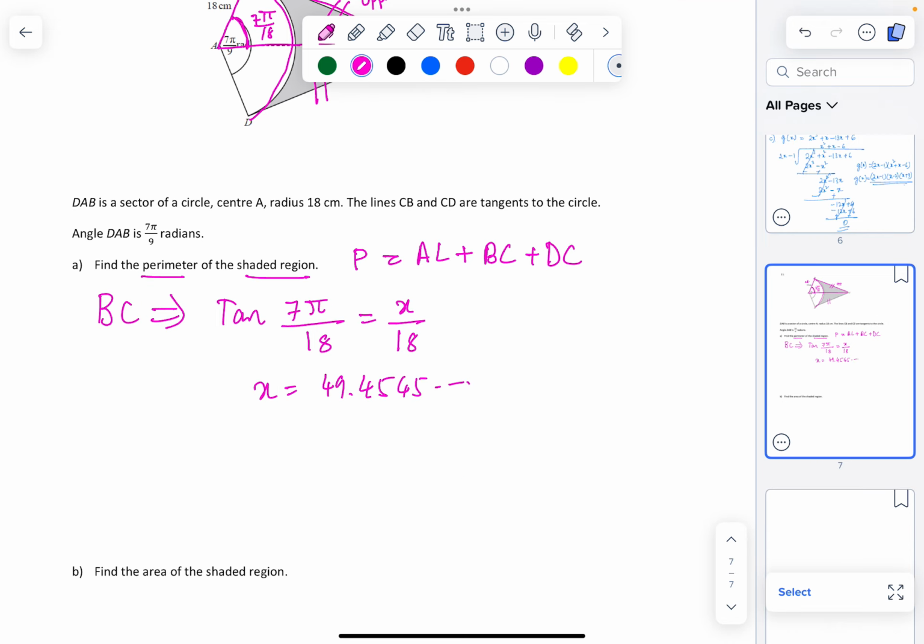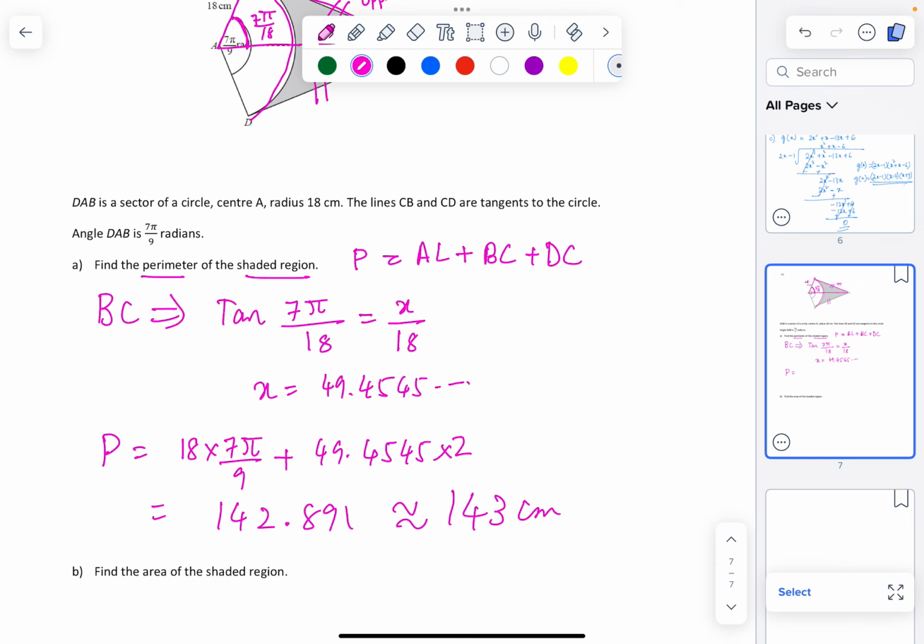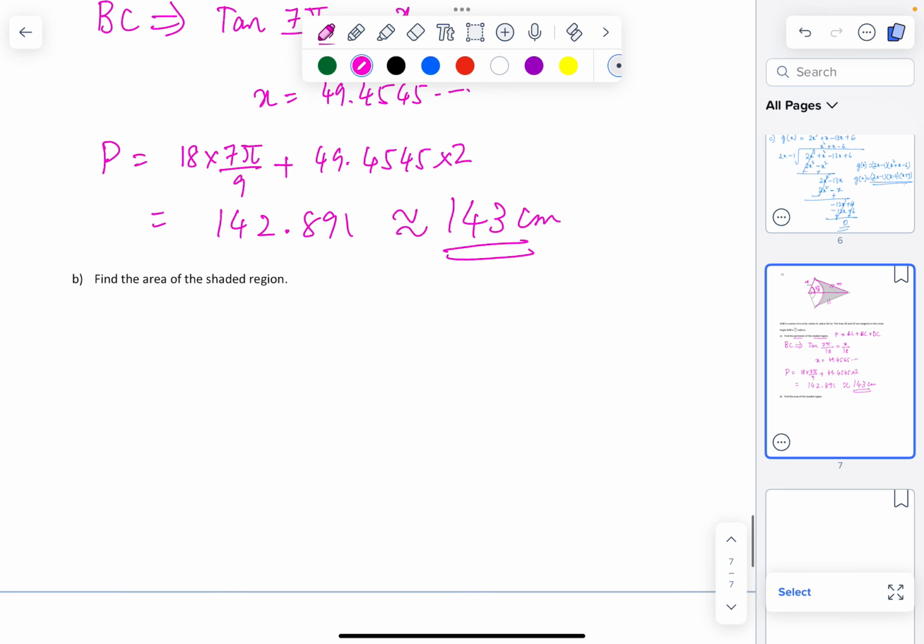So let us find the perimeter. So perimeter is going to be arc length. Arc length is r theta. So 18 times the theta. Theta is 7 pi over 9 plus 49.4545 times 2. So this gives me 142.891, which is equal to 143 centimeters rounded off to 3 significant figures.